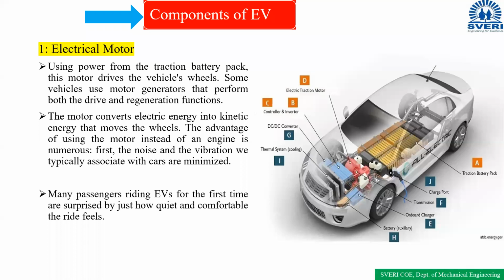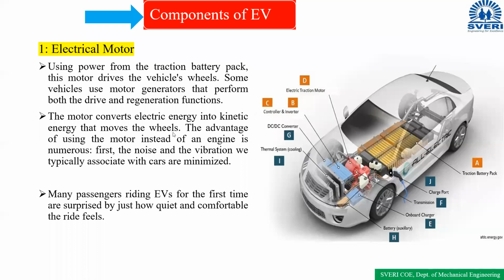Some vehicles use motor generators that perform both the drive and regeneration functions. It means in some cases we use a motor and generator set, so the electrical car itself can generate power, and this power can be reused for charging the battery. And the motor converts the electrical energy into the kinetic energy that moves the wheels.